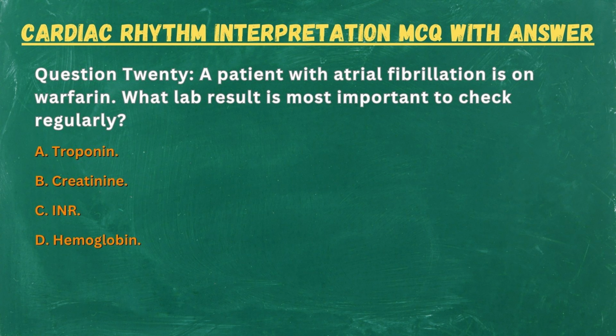Question 20. A patient with atrial fibrillation is on warfarin. What lab result is most important to check regularly? A. Troponin. B. Creatinine. C. INR. D. Hemoglobin.